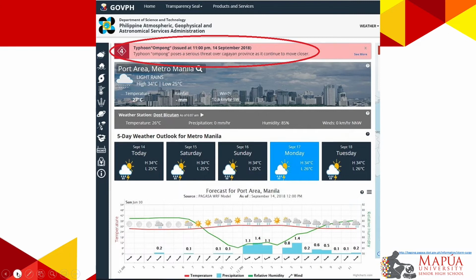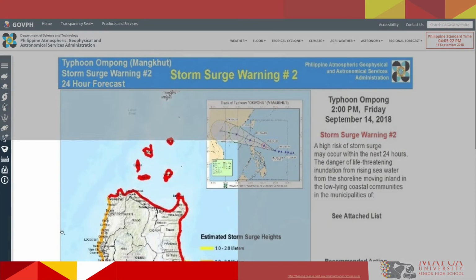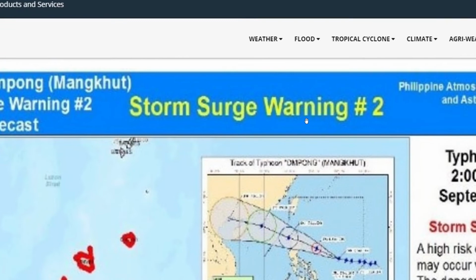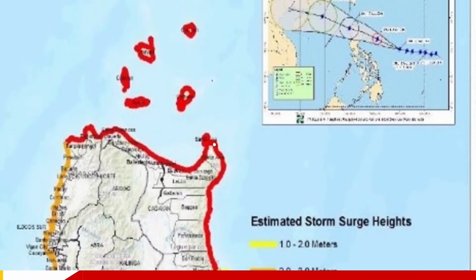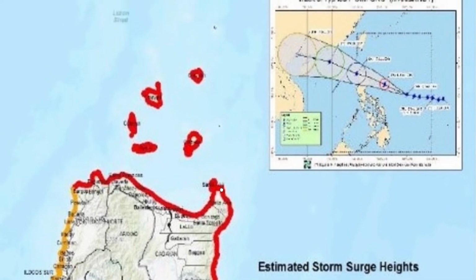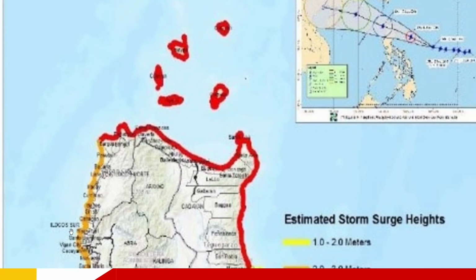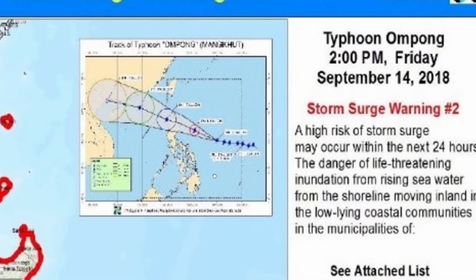Another thing that Pag-asa considers is the height of the storm surge itself. At this point, in the Pag-asa website, there was a storm surge warning number 2. In areas that are marked as red, there is a high possibility of a storm surge that is catastrophic. And these are the orange marked areas, and other areas are also included.